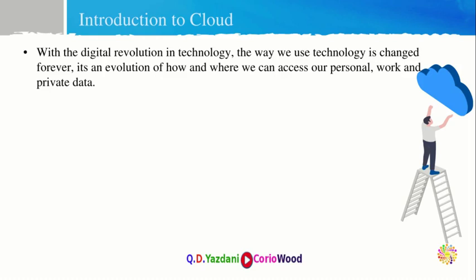With the digital revolution, the way we use technology has changed forever. It's an evolution of how and where we can access our personal, work and private data. As I already mentioned here, we are using watches, we are using mobile phones. All our data on our phones is stored somewhere inside the cloud. You don't want to know where, you don't want to know how. All you care about is that as soon as you access your photos, or as soon as you access your emails, you're all good to go.